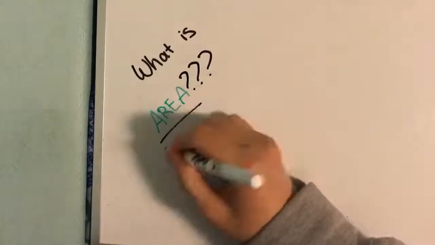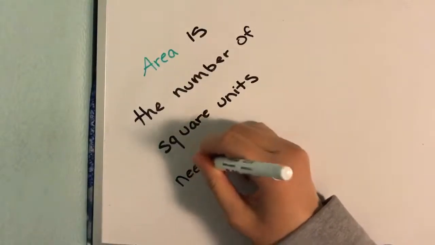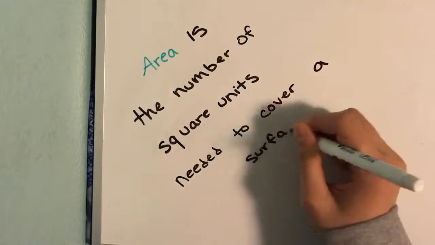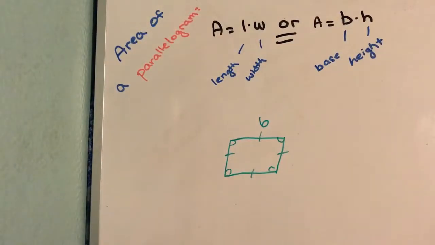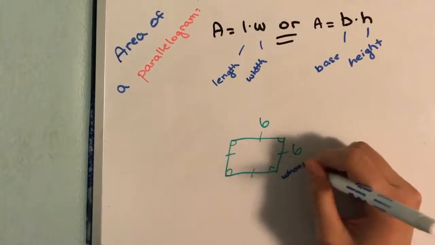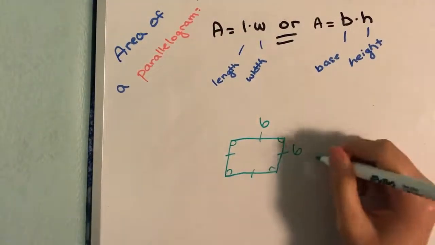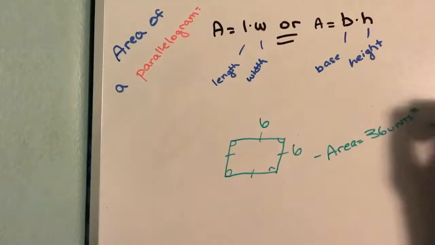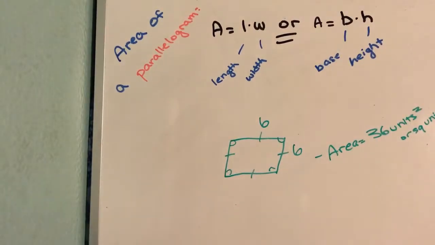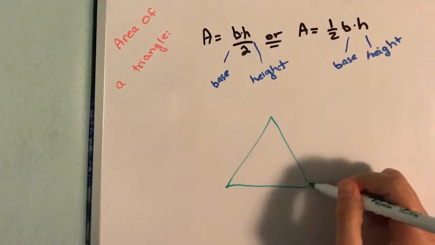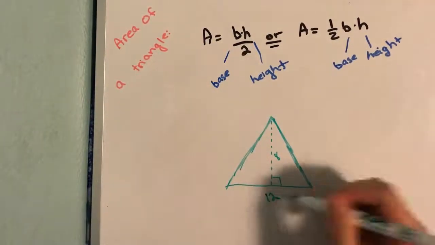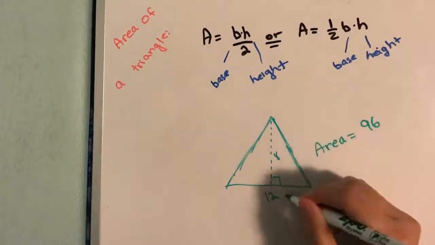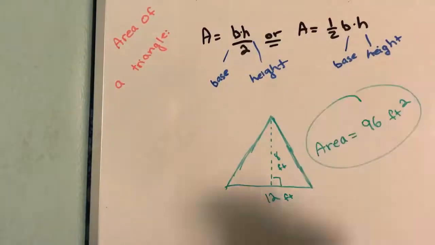Finding the area of the quadrilateral. What is area? Area is the number of square units needed to cover a surface. To find the area of a parallelogram, multiply the length times the width, or the base times the height. Here's an example. To find the area of a triangle, do base times height divided by 2, or 1/2 base times height. Here's another example.